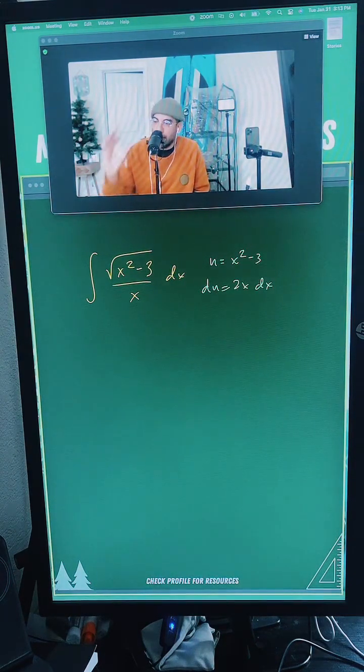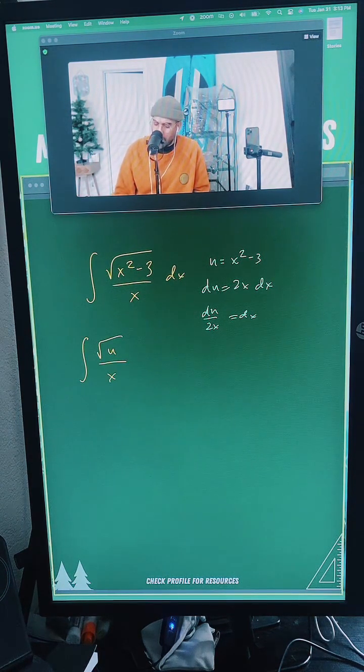And then we're going to go ahead and divide the 2x to the other side. du over 2x is equal to dx. And so now we have the integral of root u over x times du over 2x. And this becomes root u over 2x squared du.